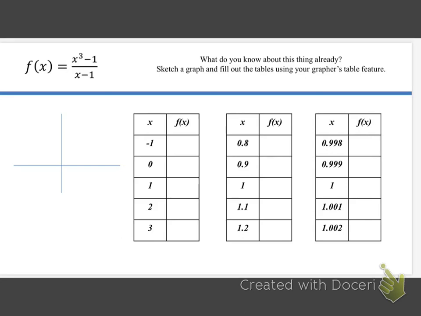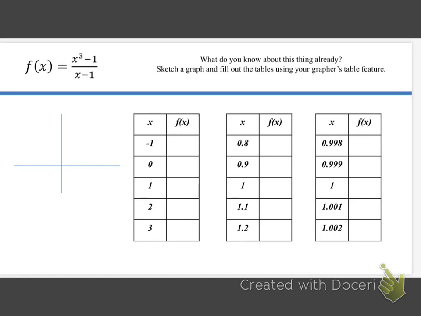So if you take a look at this function, we see x cubed minus 1 all over x minus 1. And the idea here is to generate some thoughts about what you know about this rational function already in terms of vertical asymptotes, possibly a hole, end behavior, x-intercepts, things of that nature. So I will give you a second to come up with some ideas about what this thing looks like graphically, or what you know about this function already.